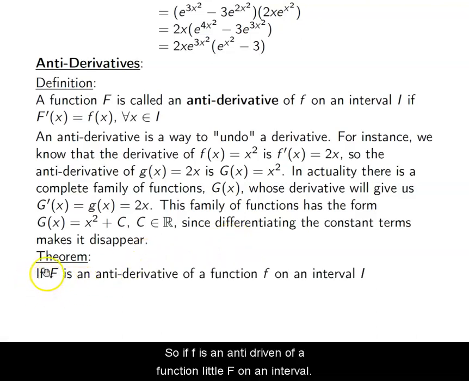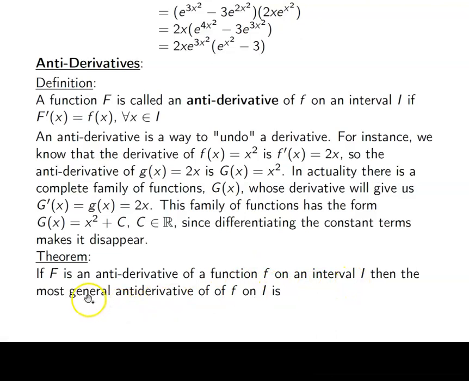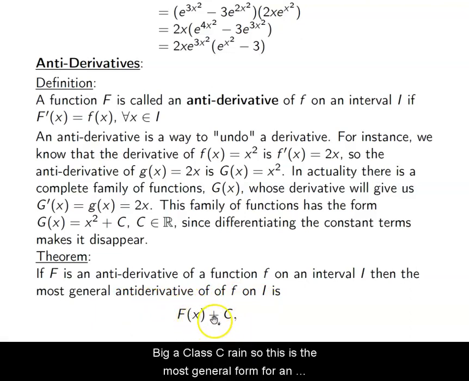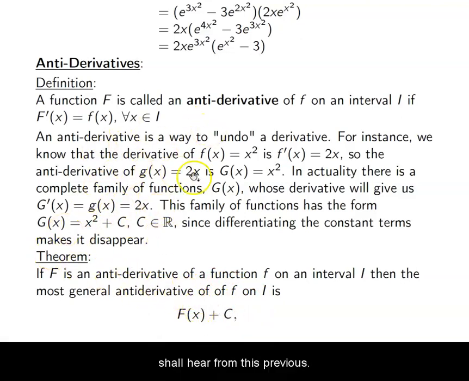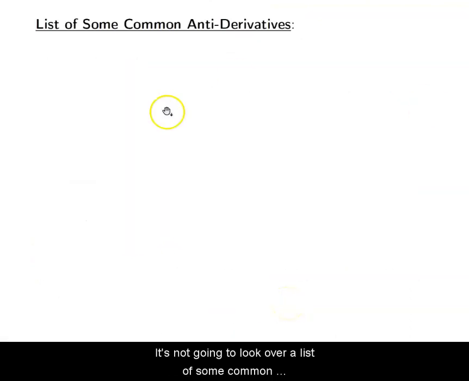So if capital F is an antiderivative of a function, little f, on an interval I, then the most general antiderivative of f on I is capital F plus c, with c in R. This is the most general form for an antiderivative. This is just a theorem stating what we showed from the previous definition. All right, so now we're going to look over a list of some common antiderivatives.